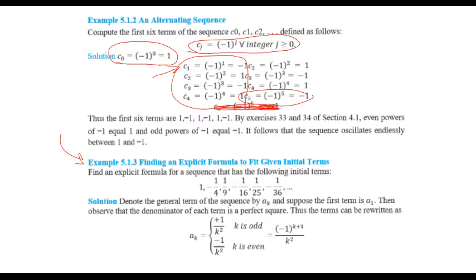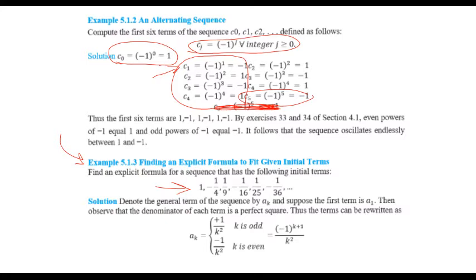This example is a little bit harder. It asks us to find an explicit formula or general formula for a given sequence. Here is a given sequence. We have the first term of this sequence equal to 1. The second term of this sequence is negative 1 over 4. The third one is 1 over 9, then negative 1 over 16, then positive 1 over 25, negative 1 over 36.